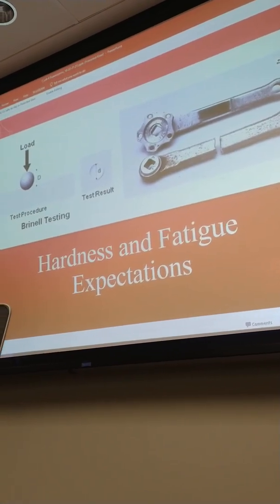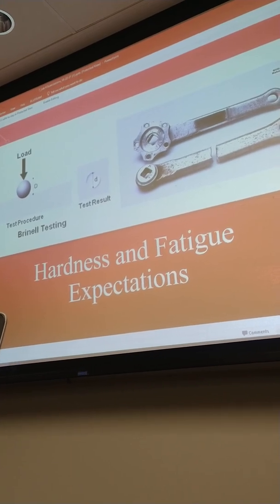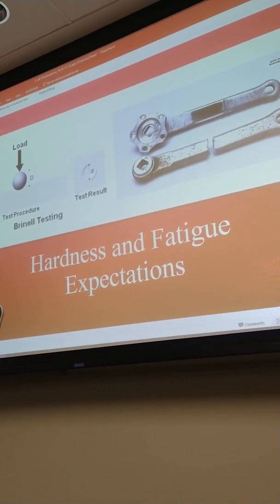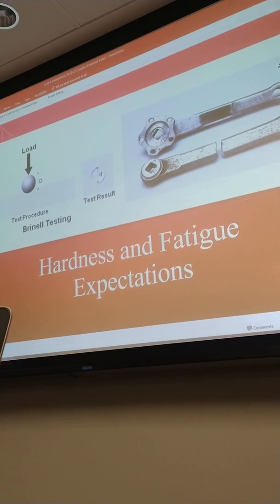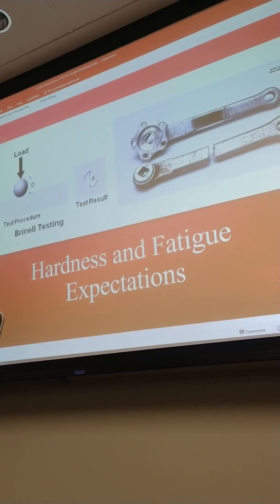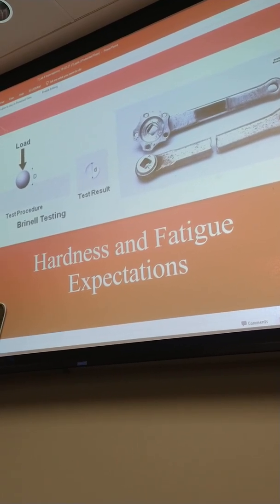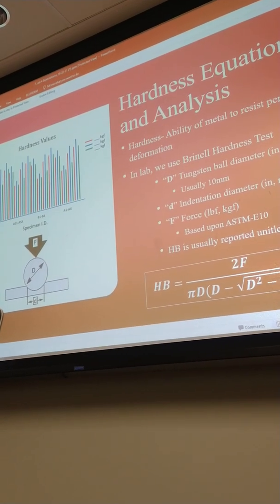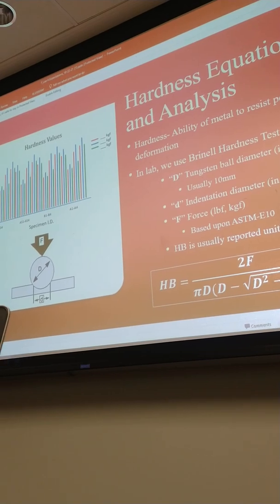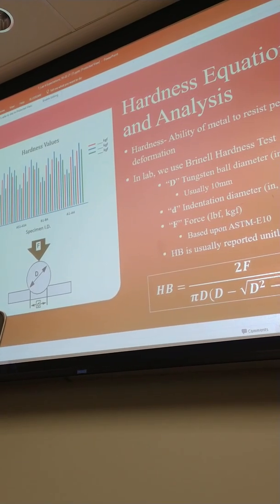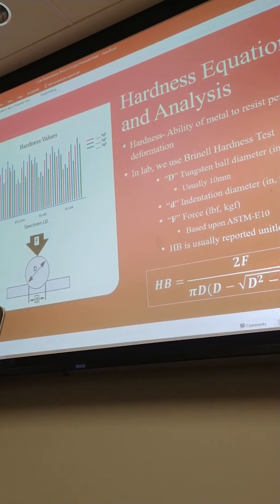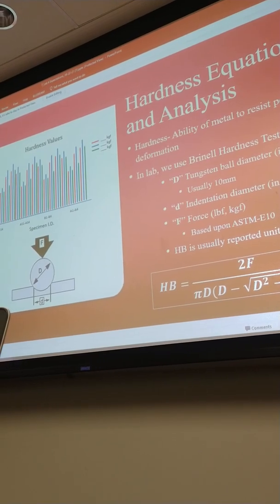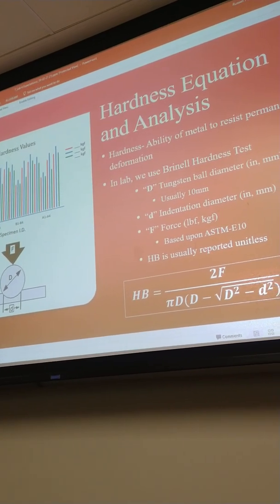All right, so again, hardness and fatigue. Hardness is pretty much how hard a material is, how much you can indent it. And fatigue is how much stress the material can take over time, cyclic stress, before it fractures. So the whole point of this is we want to make this diagram right here. We have Brinell hardness number versus the specimen ID.